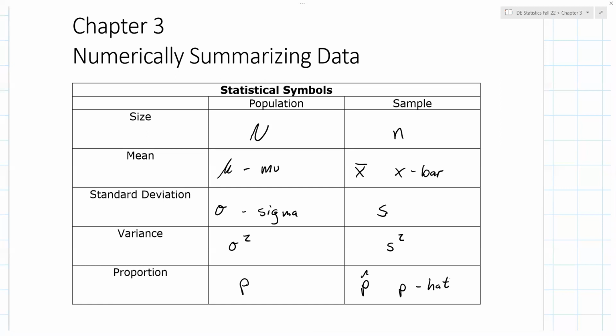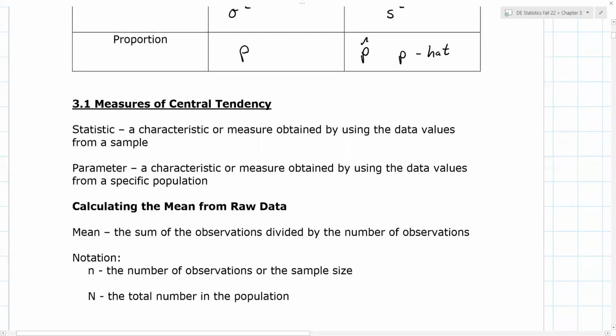All right, so now let's get into 3.1. In 3.1, we're going to talk about measures of central tendency. There are 3 of them. This should be a fairly quick section because all 3 of them are things that you have heard of before, and they are mean, median, and mode. And so not a lot of new material to cover, so we'll get into it.